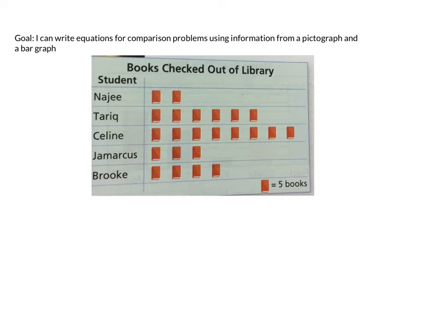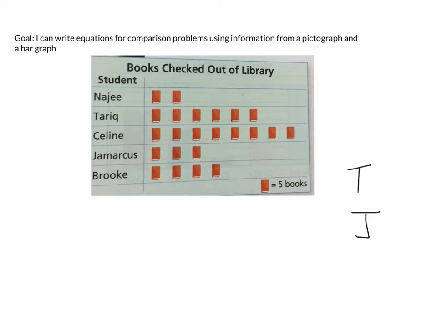First, we'll start out by taking a look at this pictograph. And if you notice, at the bottom right-hand corner of the picture, it has a key for us. So for every book picture that you see, it's actually equal to 5 books that are checked out of the library. The first problem I want us to take a look at says, write an addition equation and a subtraction equation that compare the number of books Tyreek checked out using the letter T, to the number of books Jamarcus checked out using the letter J. I'll write that down so we remember.